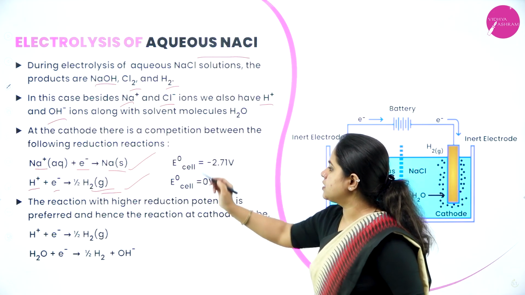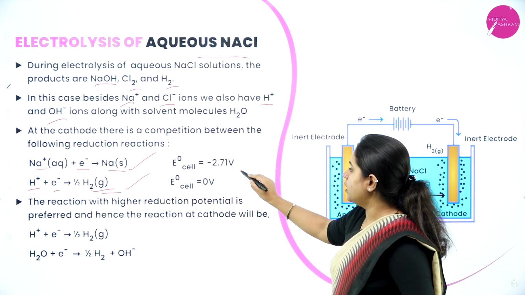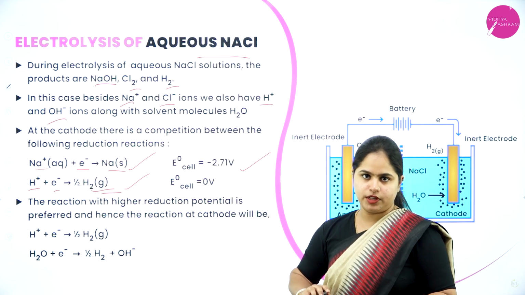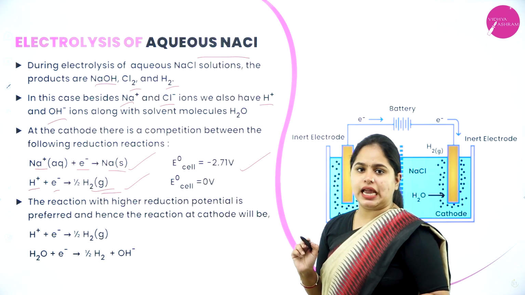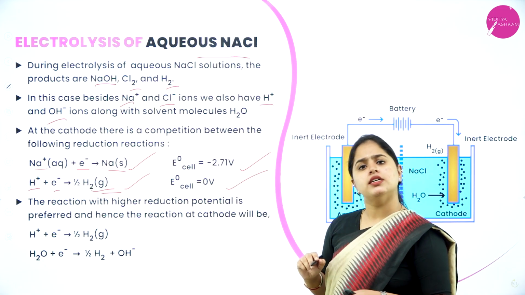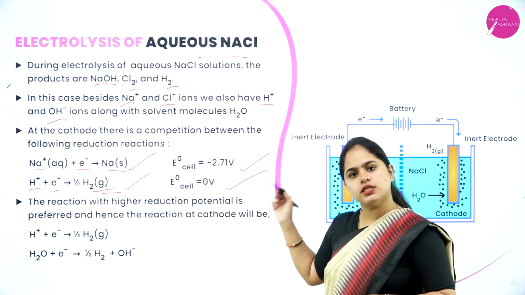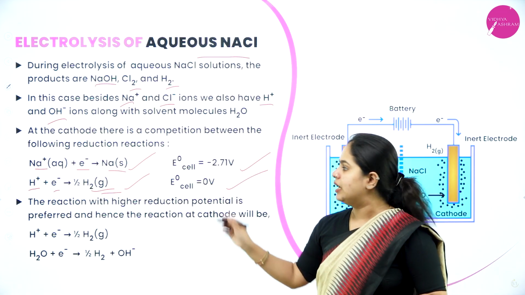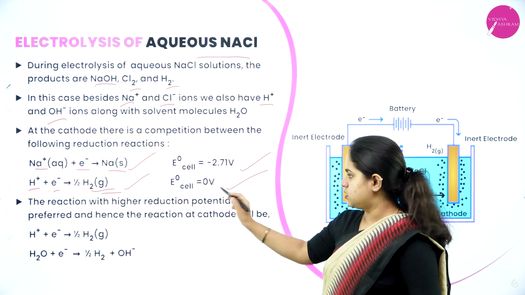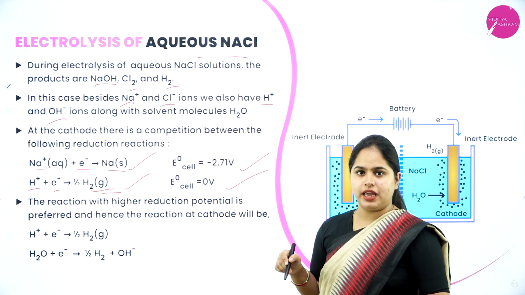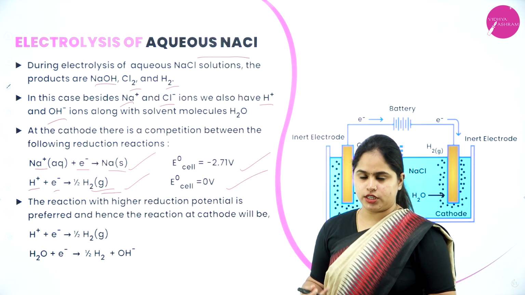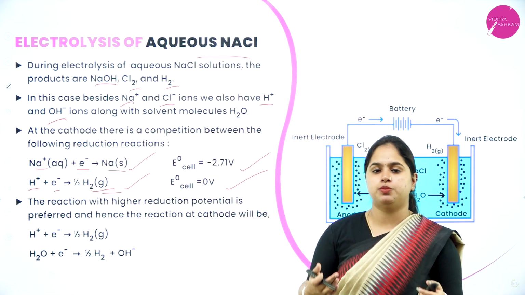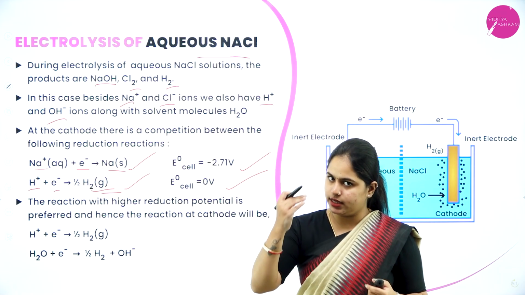So as you can see, the first reaction has a reduction potential of -2.71 volt, right? And the second reaction has a reduction potential of 0 volt. It is hydrogen, right? So it is 0 volt. So comparing these two, which one has the higher reduction potential? It is -2.71 and this is 0. So of course, hydrogen will have the higher reduction potential. So always remember, whichever electrode has the higher reduction potential, that will be considered as the cathode.